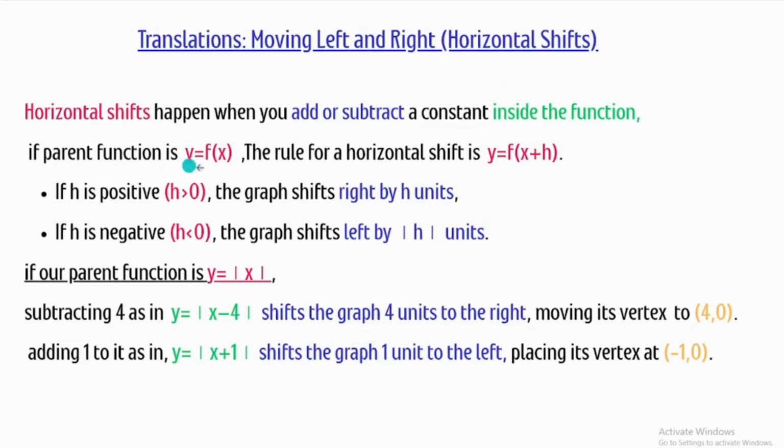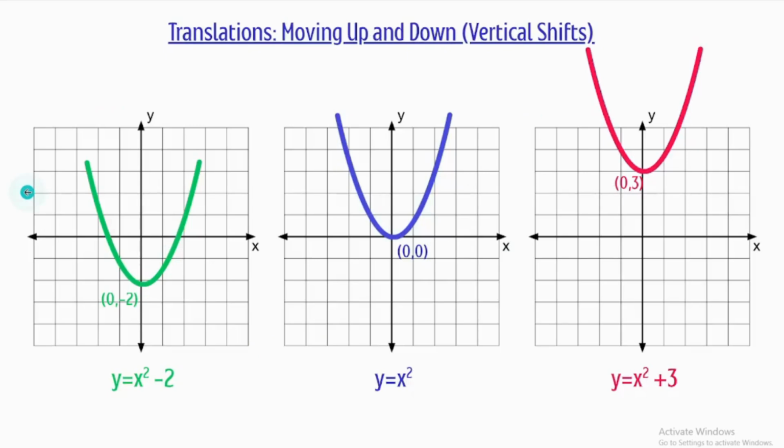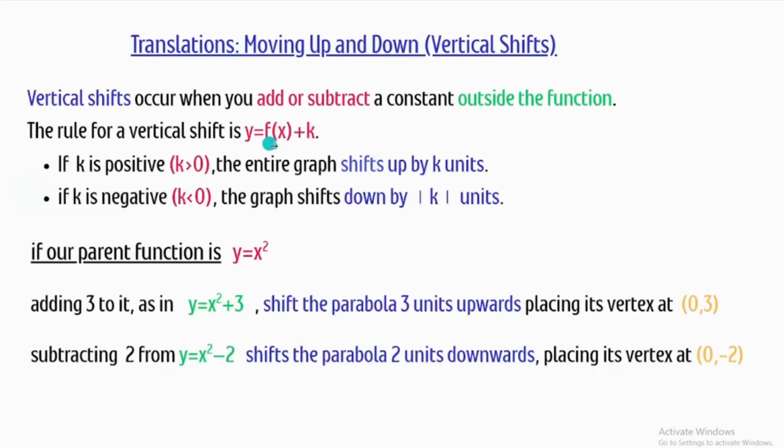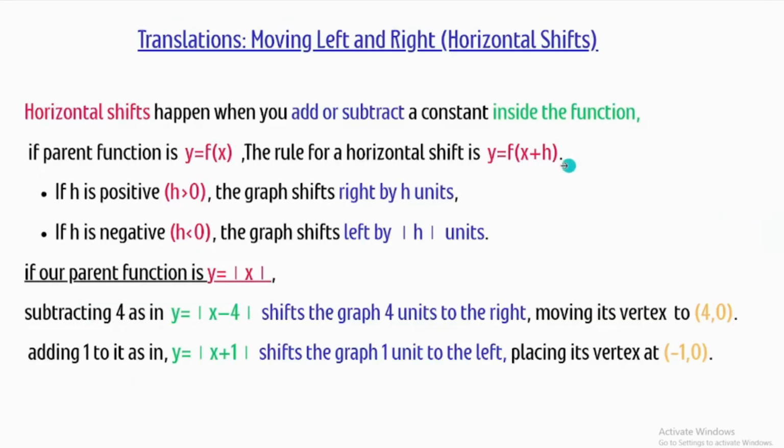If the parent function is y equals f(x), the rule for horizontal shift is y equals f(x minus h), see here, we add or subtract inside the function. Here, k was outside the function. This is the secret. This is the keyword. When we see that, it will move up and down, or vertically shift. When we see the change inside the function, that will be moving left and right, or horizontal shift.